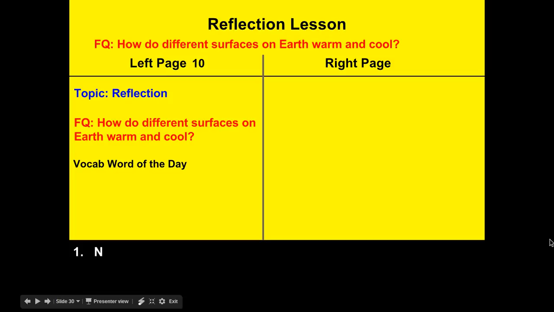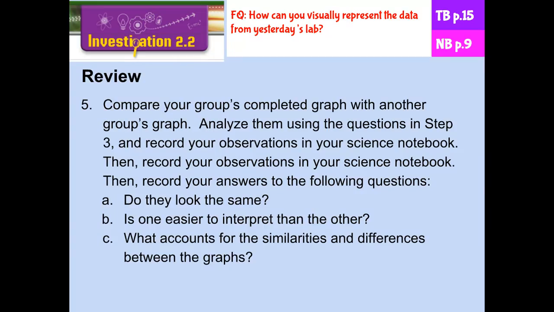Our focus question is how do different surfaces on Earth warm and cool? This is bringing the entire lesson together at the end about heating and cooling of Earth's surface. To start off the class today, we're going to review your graphs, and you're going to look at answers number 5A through 5C, comparing and contrasting your group's information with the different groups' information, and what would account for those similarities and differences between the graphs.